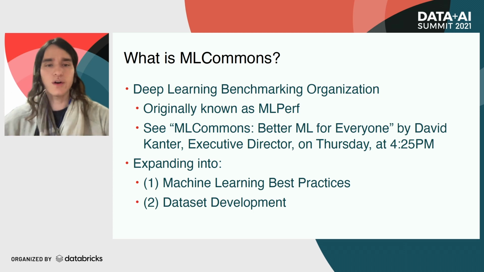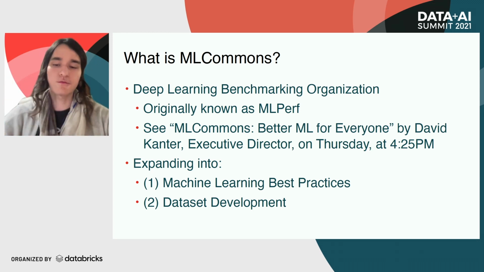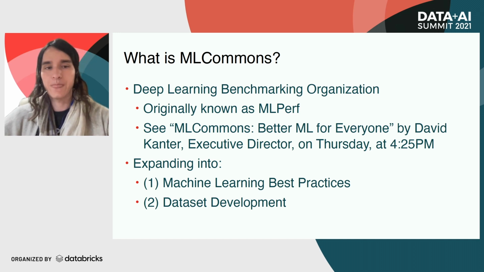But the reason why it changed its name from MLPerf to MLCommons is that they recognize that just doing benchmarking is not enough. Benchmarking is difficult because there are a lot of moving variables among different setups. And a way to make benchmarking easier is to expand into what they call machine learning best practices, which people vaguely know as MLOps, as well as creation of data sets, which is what I'll be talking about today. At least one specific instance of data set development anyhow.